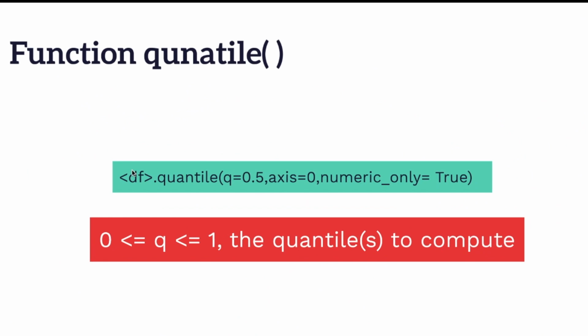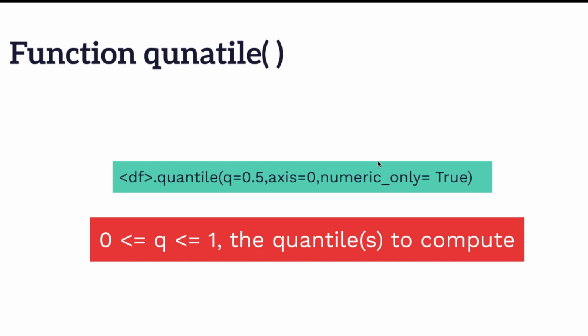So this is the basic syntax of the quantile function, that is df, the data frame object, followed by the dot notation along with the quantile function. These are the parameters accepted by the quantile function, that is the quantile value q, axis, and numeric_only. This is the important point to be noted: the value of q should be greater than or equal to 0 and less than or equal to 1.